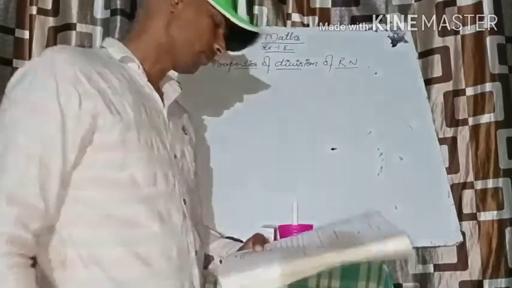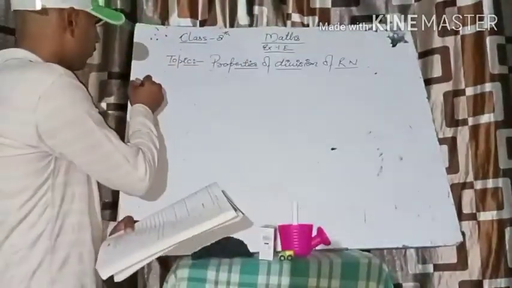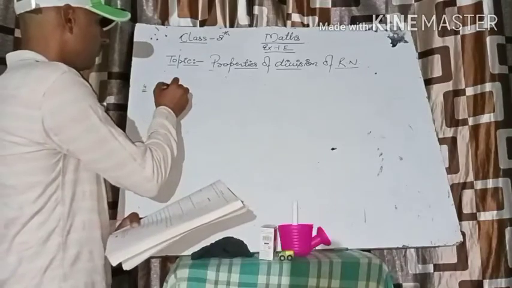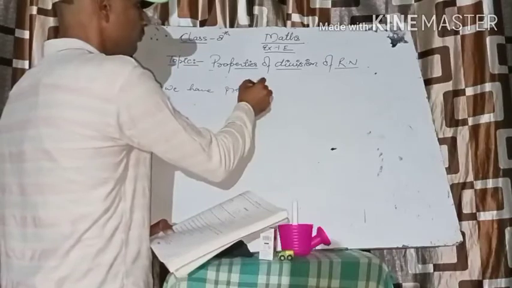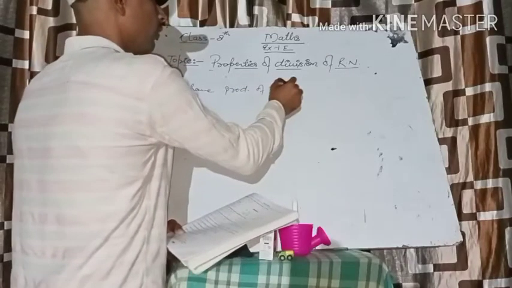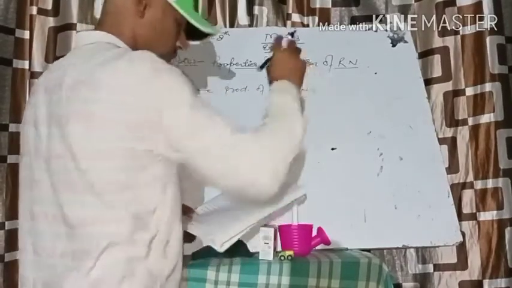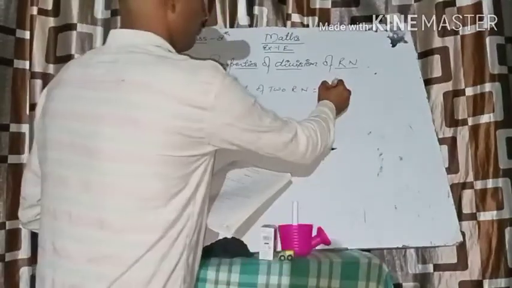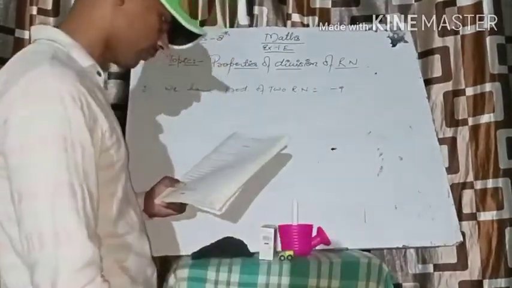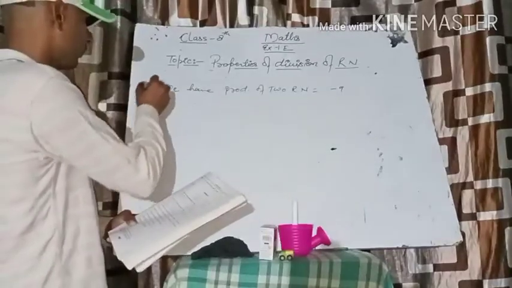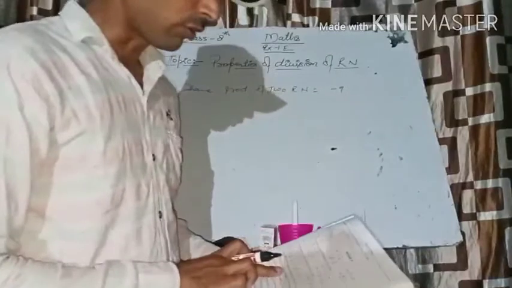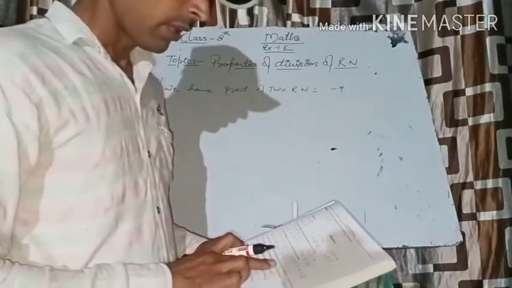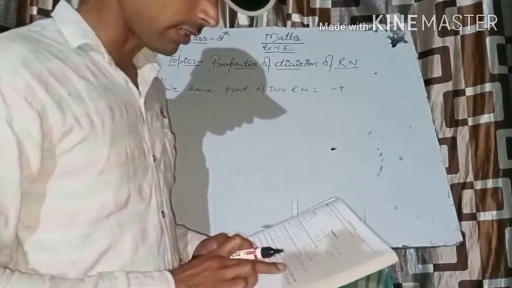Question number 4. The product of two rational numbers is minus 9, and if one of the rational numbers is minus 12, then find the other. And that's your solution.